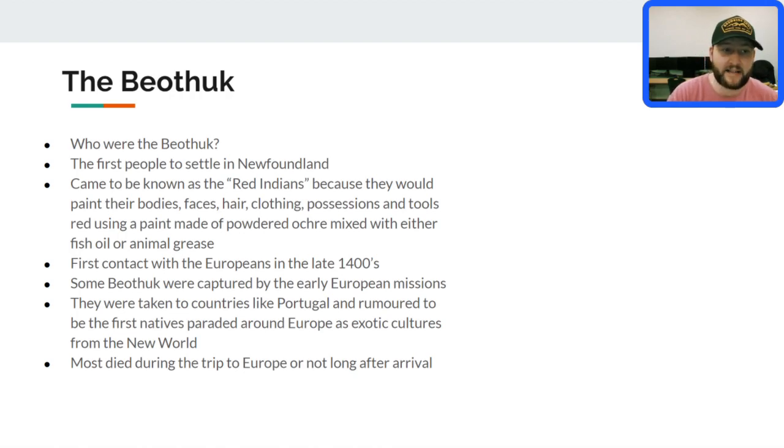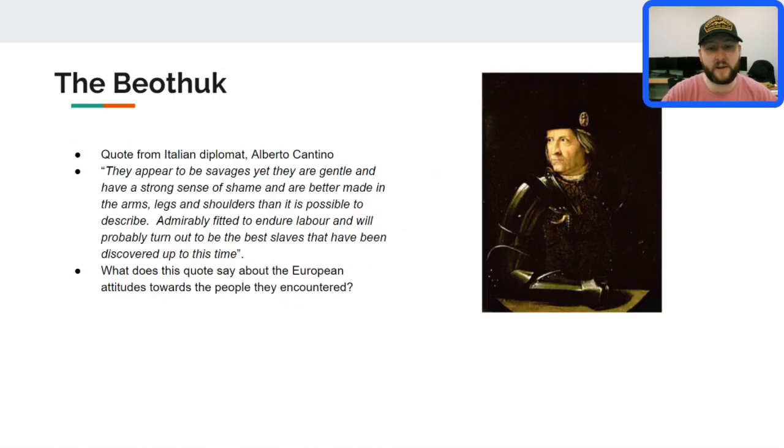And so, yeah, that's your first example of what the Europeans did with those people. They take them, they bring them to a circus, say, hey, if you travel across the ocean to the New World, this is what you can expect, people that look like this. Okay. So put in the context, here's a quote from an Italian diplomat. His name was Alberto Cantino.